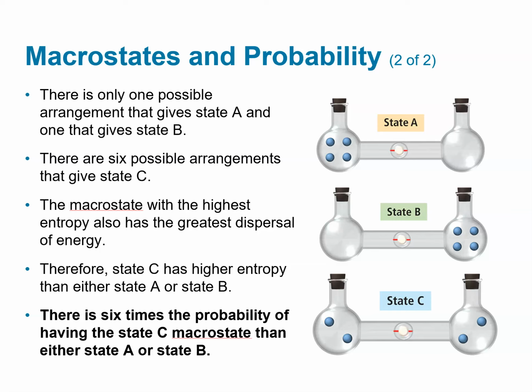And apparently I talked through the entire second slide without intending to, but state C is 6 times more probable than A and B, and this is only with 4 particles. Once again, we're talking about trillions and trillions and trillions of particles in so many systems.